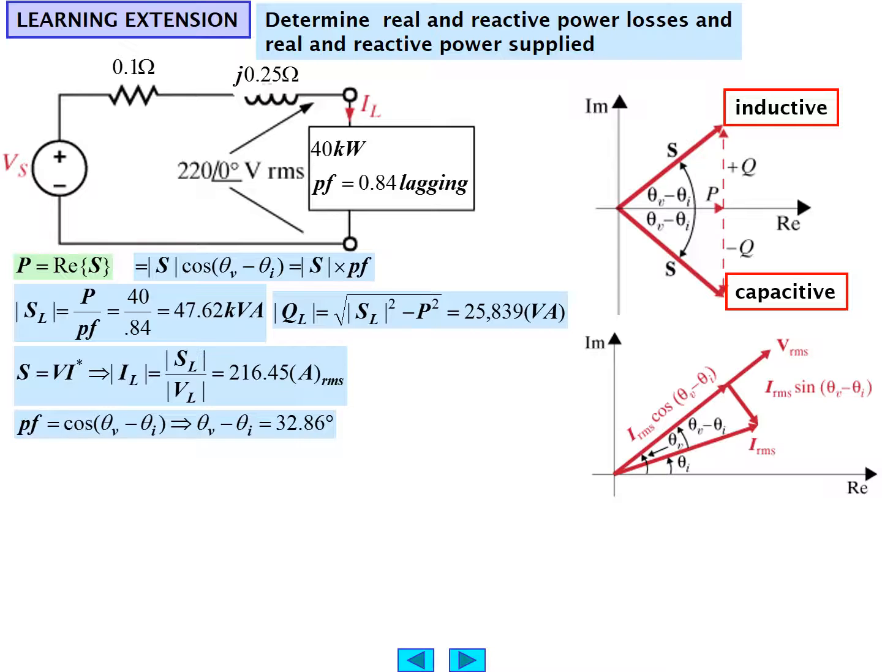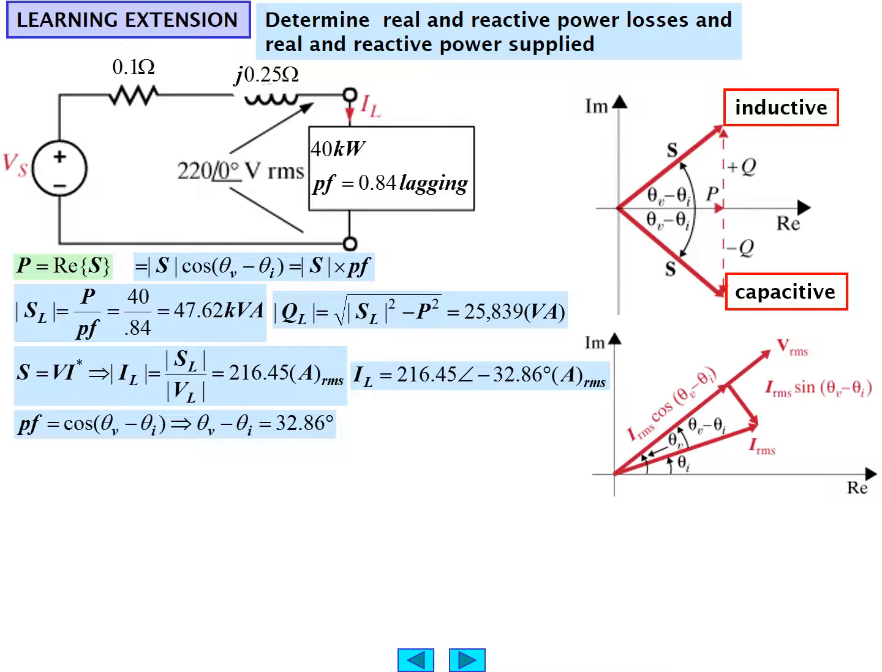Here we have a representation of what's going on in the network. We have VRMS, we have IRMS cosine(θV − θI), which is the real power, the active power. Then we have IRMS times sine(θV − θI), which is the reactive power, giving rise to IRMS as a vector. For I sub L, we have the magnitude, but we can now calculate the angle.